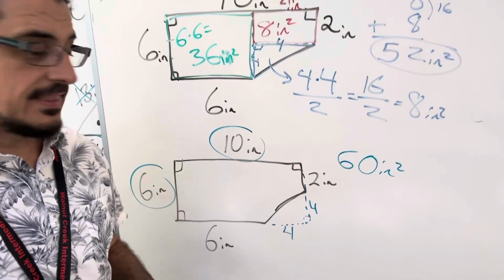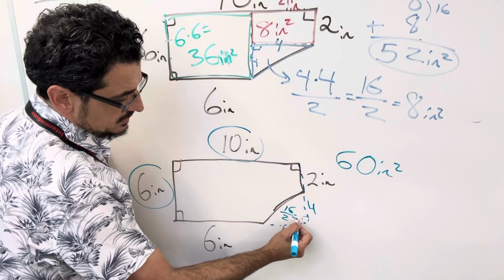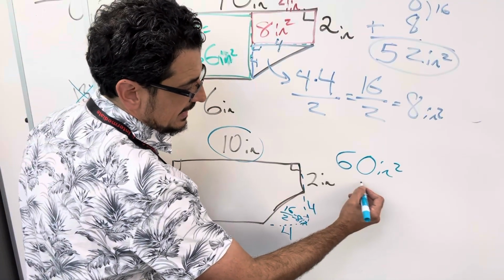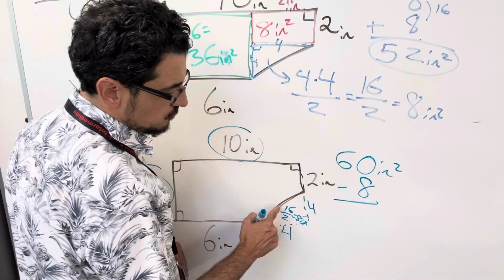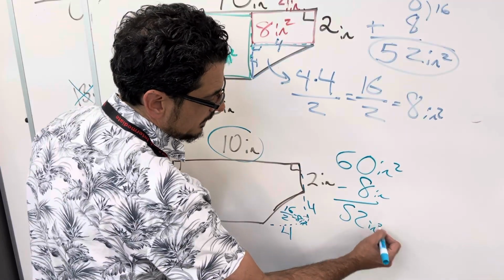And so then we'd find the area of that. 4 times 4 is going to give me 16. 16 divided by 2 is going to give me 8 inches squared. And so then I would go ahead and say, hey, I have 60 minus this missing triangle, which was 8 inches squared, which is going to give me 52 inches squared, okay?